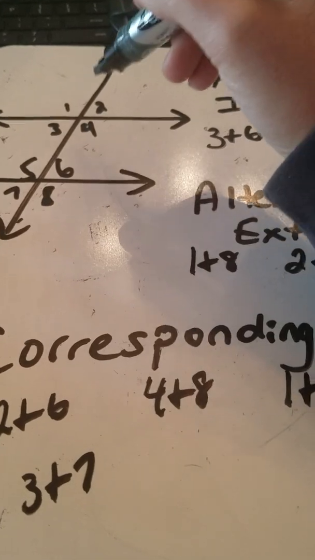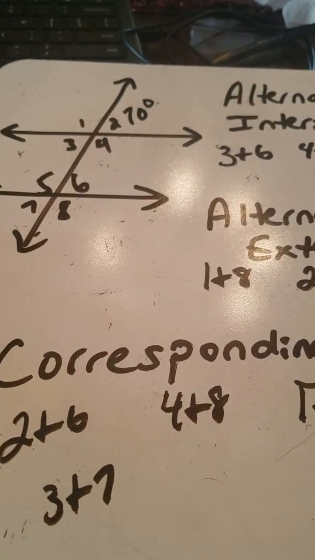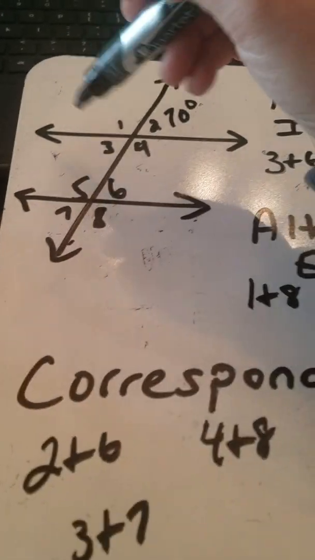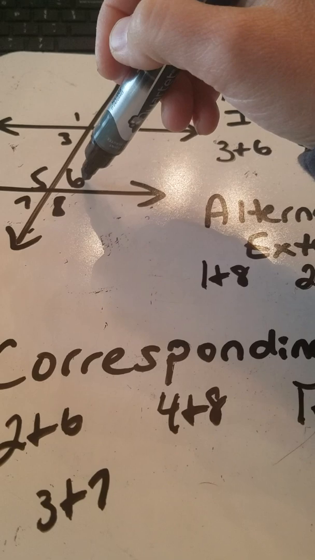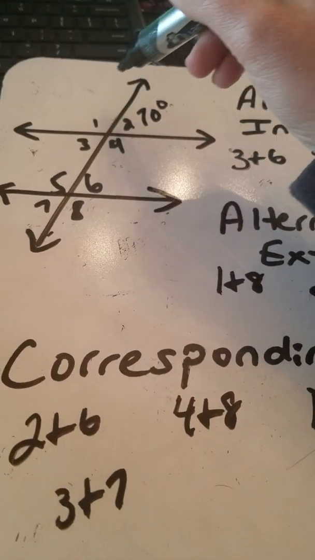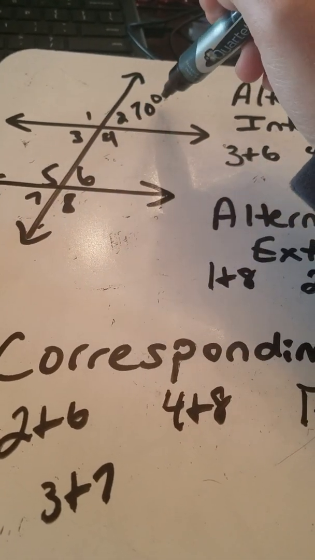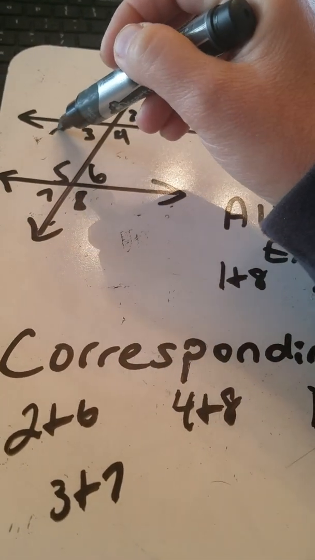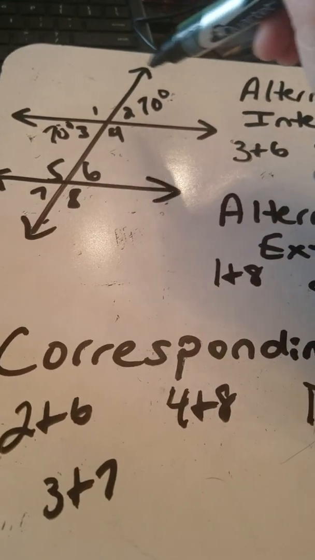But let's say that angle 2 is 70 degrees, and you want to find all the others. Well, let's start on the top here. You could go down and say, okay, 2 is corresponding to 6, so that means that 6 is also 70. I kind of take the easy way. And I look at this whole big X up here, and if 2 is 70, well, 3 is also 70 because they're vertical and they're across.